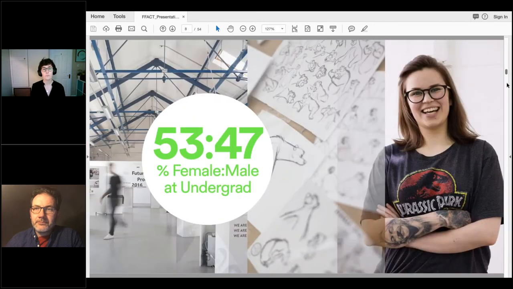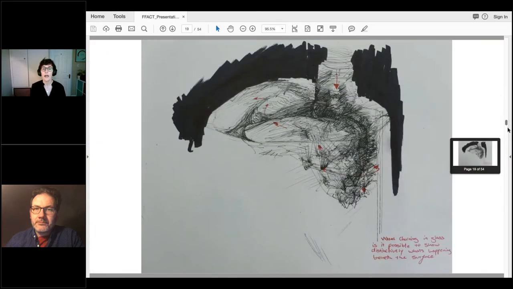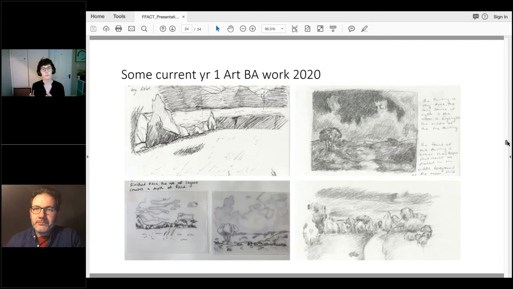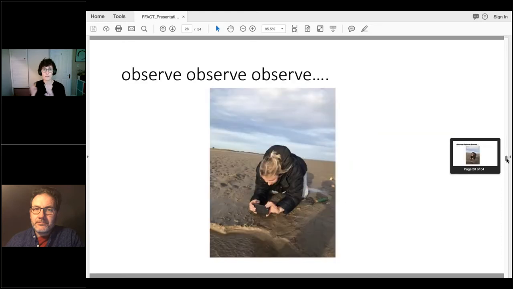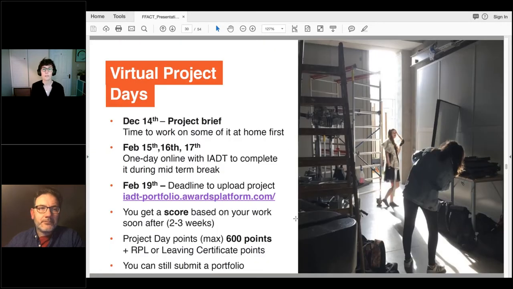You can submit a portfolio and be done with it and move on, and you're absolutely fine. The portfolio is not essential. I think for all courses apart from film and television, you can try to get it. You can put a portfolio of work together through the project day mechanism, through the homework plus participation on the day, and that will give you enough work to submit for an application as an alternative to a portfolio.